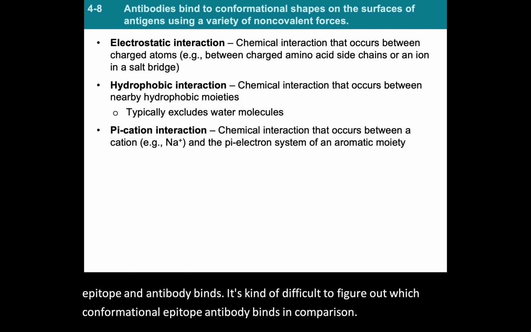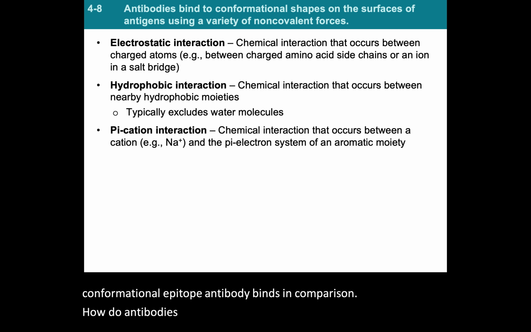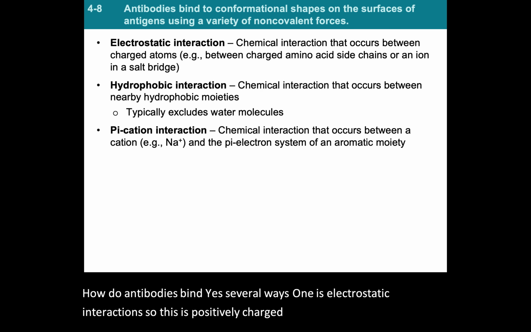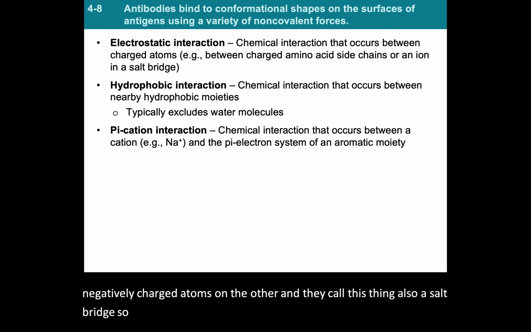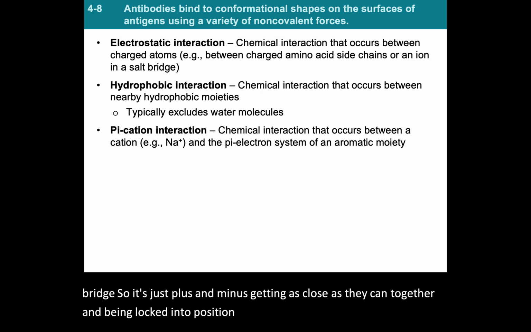Okay, how do antibodies bind? Yeah, several ways. One is electrostatic interactions. So this is positively charged atoms on some binding to negatively charged atoms on the other. They also call this a salt bridge. So it's just plus and minus getting as close as they can together and being locked into position. It's not a covalent bond, though.